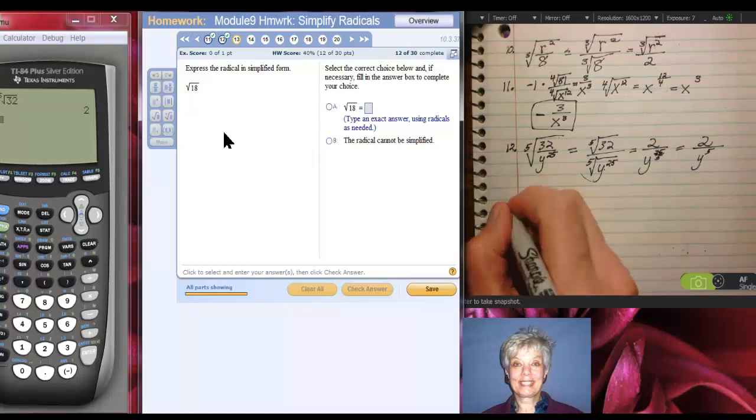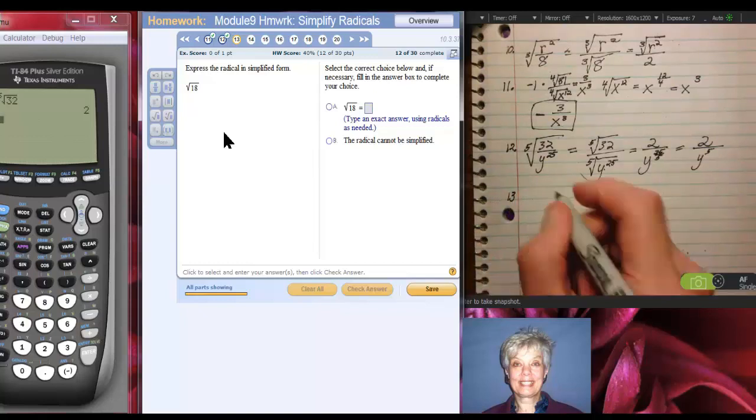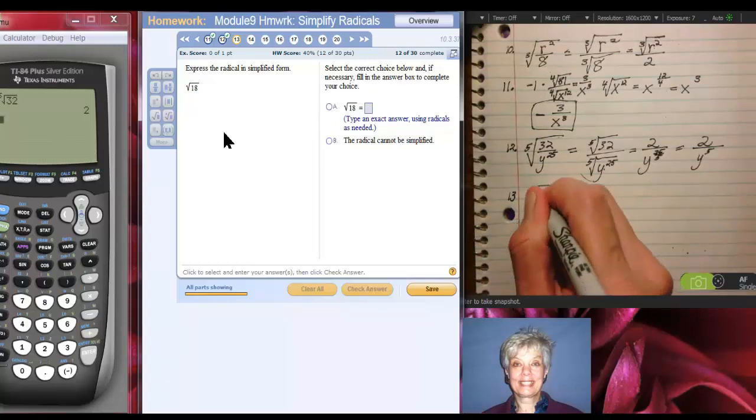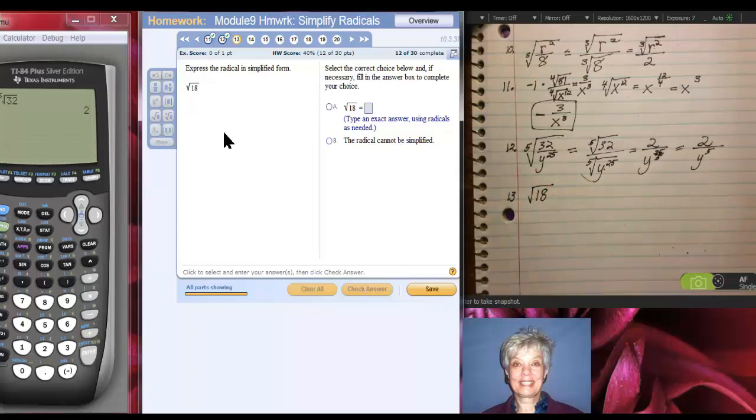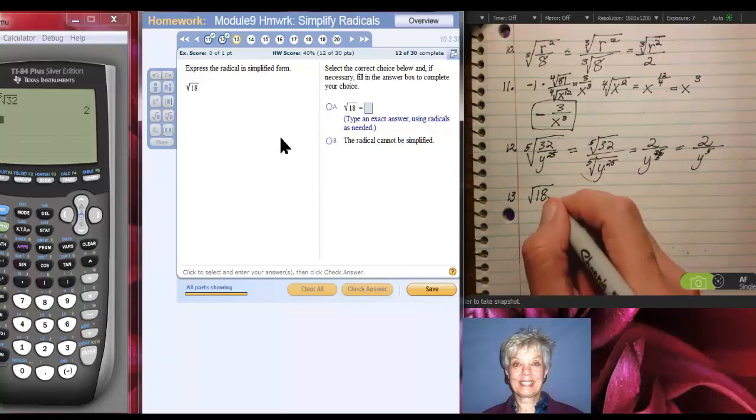All right, we're on 13. We're going to look at 18. I need the square root of 18, but not a decimal answer. It says type the exact answer, and a decimal is not an exact answer. It's an approximation. So you have to know what your perfect squares are.